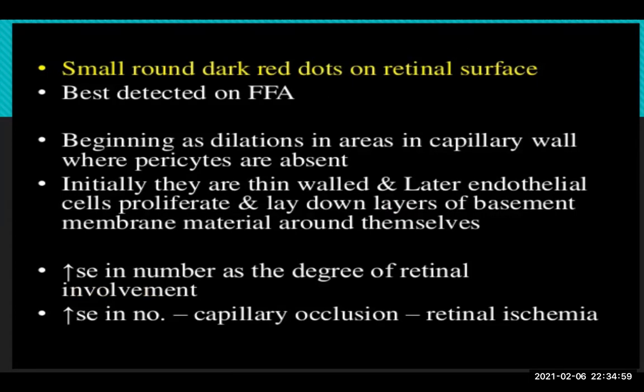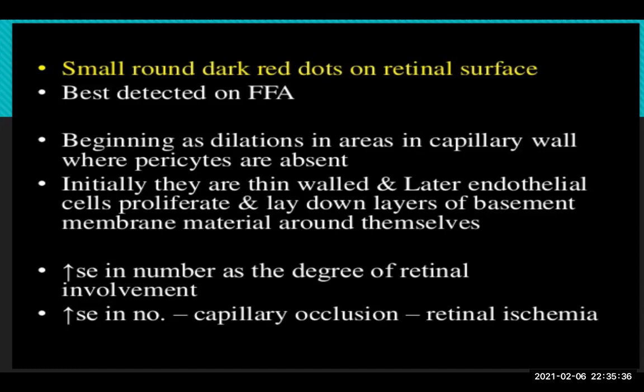And these red dots on the retinal surface are an indicator for the aneurysms, beginning as dilatations in areas in the capillary wall where pericytes are absent. Initially, they are thin, pooled, and later endothelial cells proliferate and lay down layers of basement membrane material around themselves. So there is an increase in the number and the degree of retinal involvement, and also an increase in the capillary occlusion and retinal ischemia.